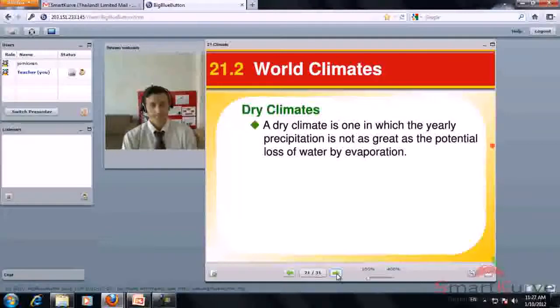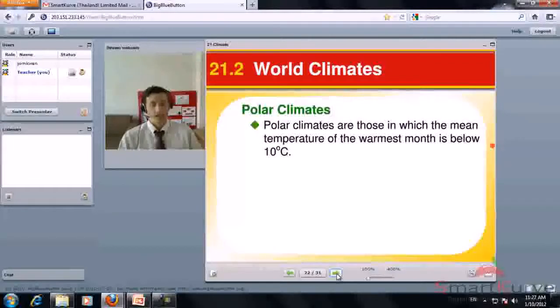Next, dry climates. A dry climate is one in which the yearly precipitation is not as great as the potential loss of water by evaporation. These are also known as desert areas.